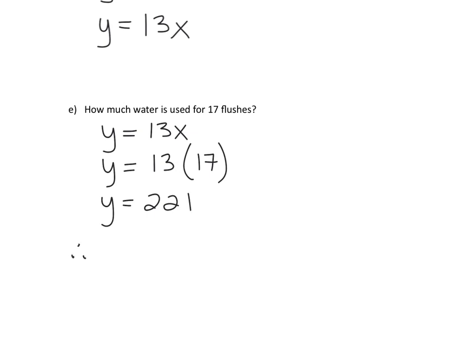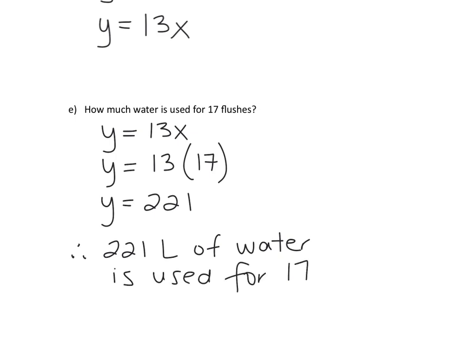So therefore, 221 liters of water is used for 17 flushes.